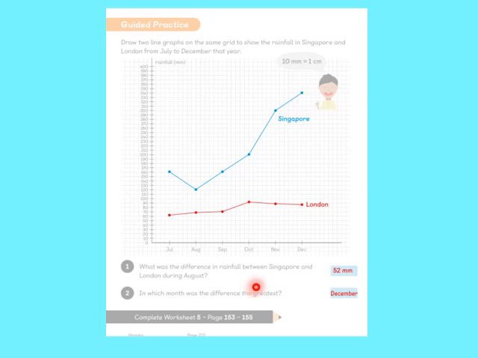It asked what the difference in rainfall between Singapore and London was during August. So if we look at August, we know that Singapore had 120 millimetres and London had 68 millimetres. So we can take one from the other, and that will give us 52 millimetres. And in question 2, it says, in which month was the difference the greatest? Well, we can see that that's where we've got the biggest gap between our lines, and that is in December.